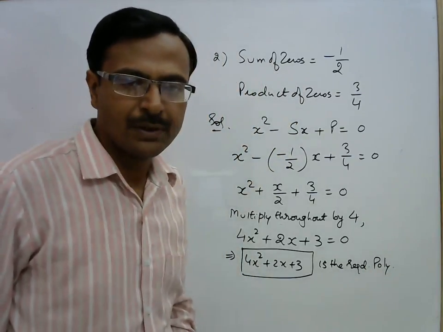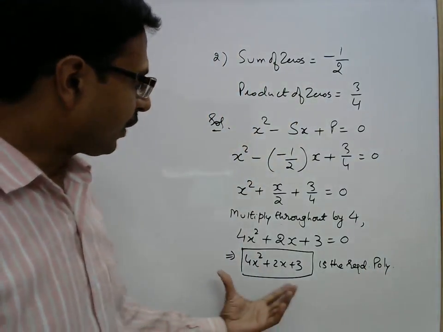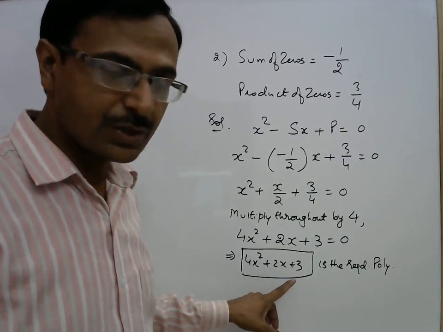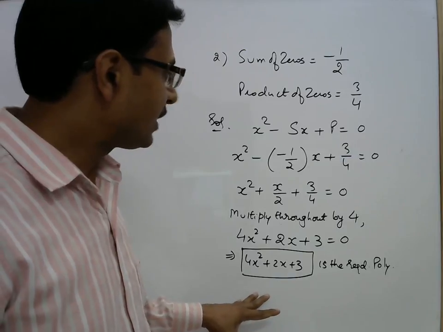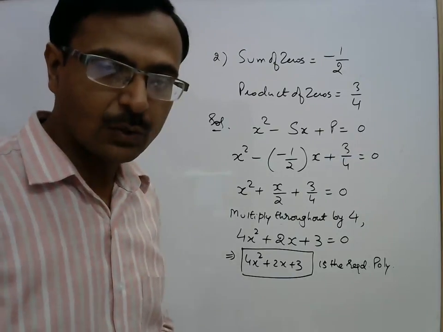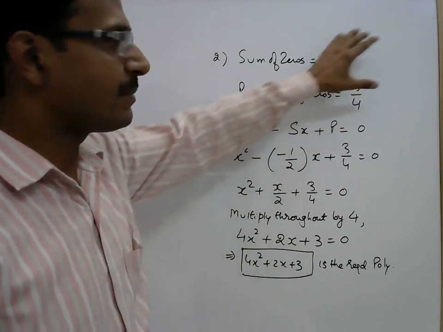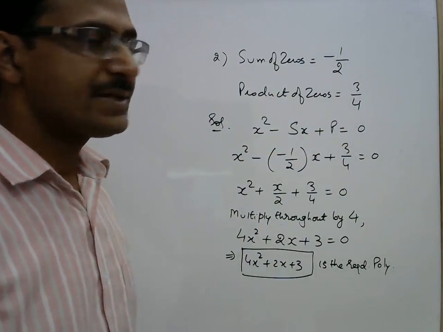Now in the exam, when you have found out the polynomial, just try and factorize this using the method of splitting the middle term or whatever methods you will learn in the quadratic equation chapter subsequently, so that you are assured that sum and zeros are the same.